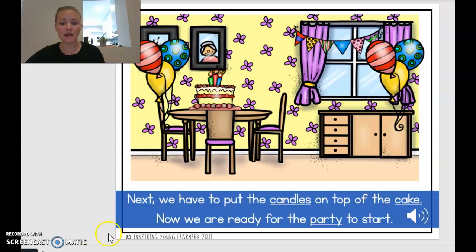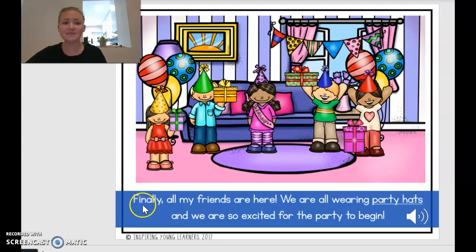Now, we are ready for the party to start. Go ahead and look for the cake. Good, and there are the candles. Finally, all of my friends are here. We are all wearing party hats and we are so excited for the party to begin.